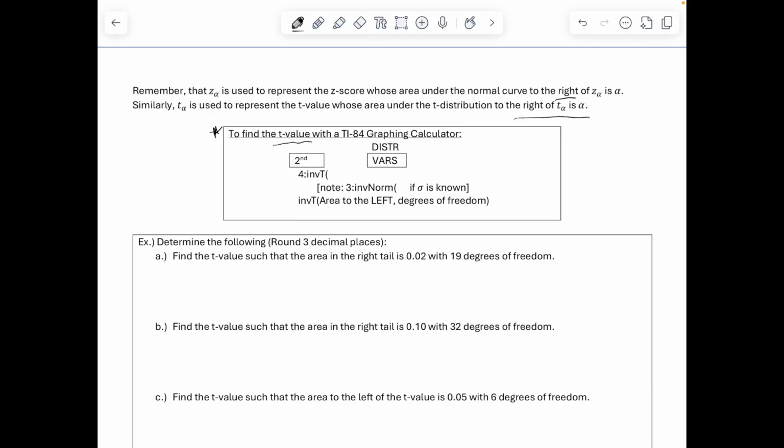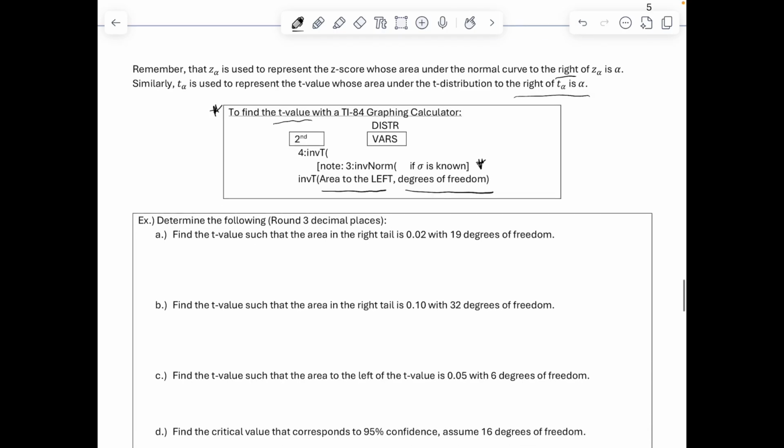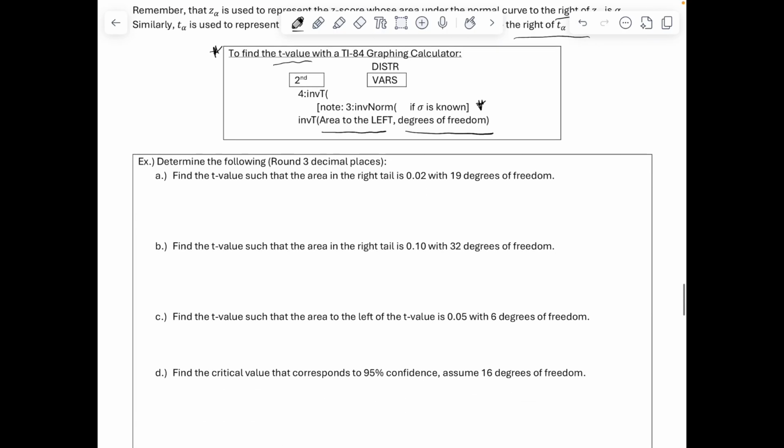But this is using a TI-84 graphing calculator, and we are finding a t-value. So we're going to go second vars, find inverse t, INVT, and it says note, use inverse norm if sigma is known, and so that would be our case if we do know the population standard deviation. And using this, we're going to type in area to the left and degrees of freedom. And again, degrees of freedom is n minus 1. And so for this, we have an example right below.